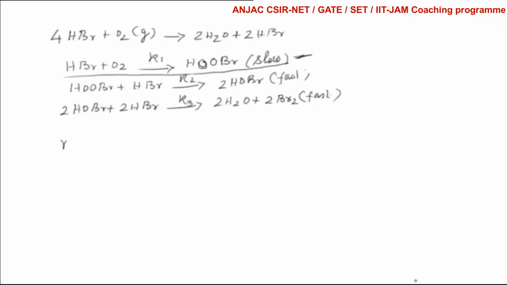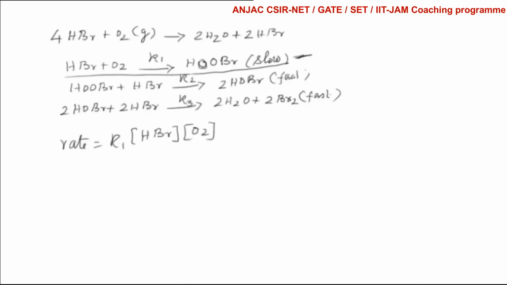What is the rate equation for the slowest step? Rate is equal to K1 into, tell me, concentration of HBr into concentration of O2.